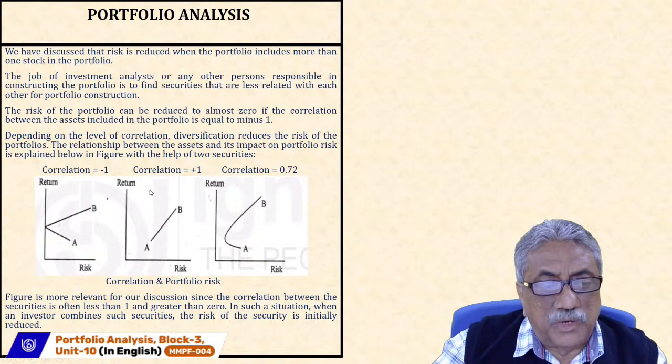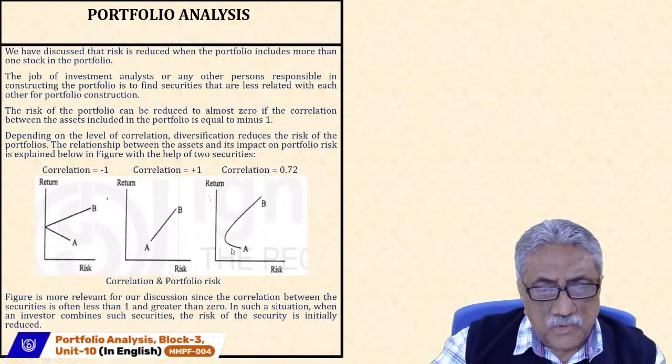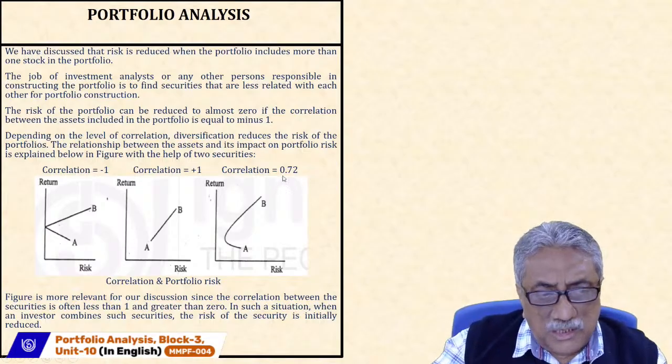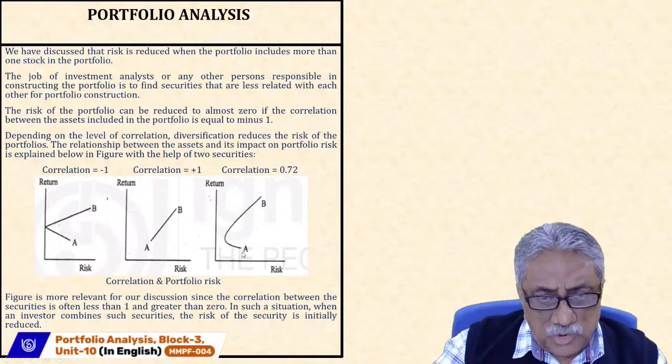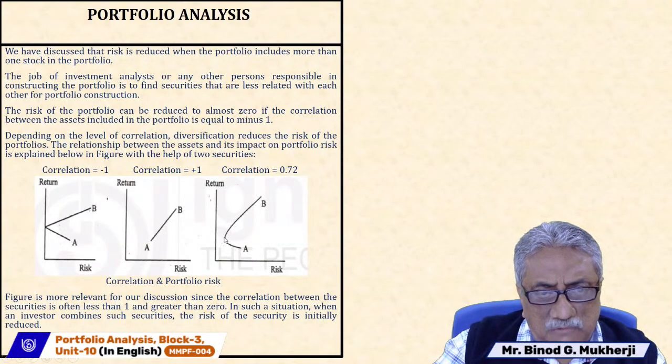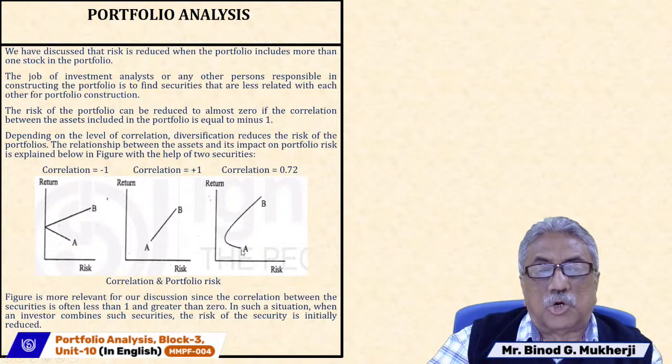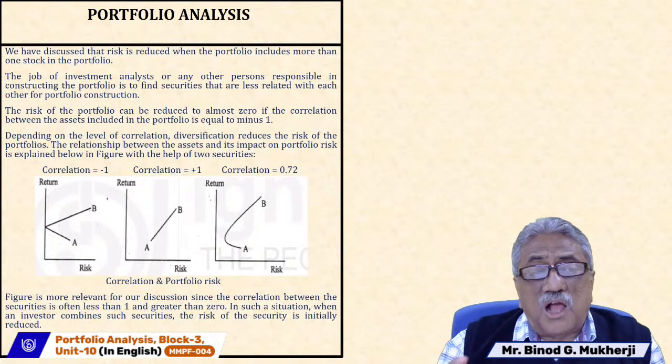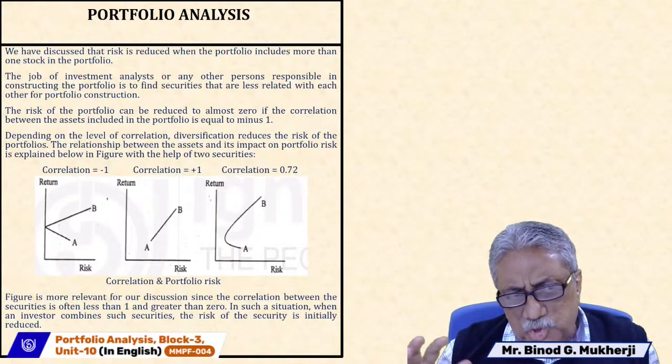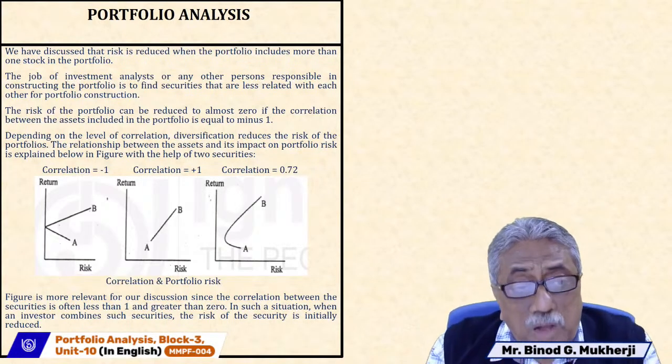In such a situation, when an investor combines such securities, the risk of the securities is initially lower here. This 0.72 is less than 1 and greater than 0. So initially the risk is brought down, the return also comes down, but after some time the risk goes up but the return does not go up. So these are the various three types of stock relationships that can happen.